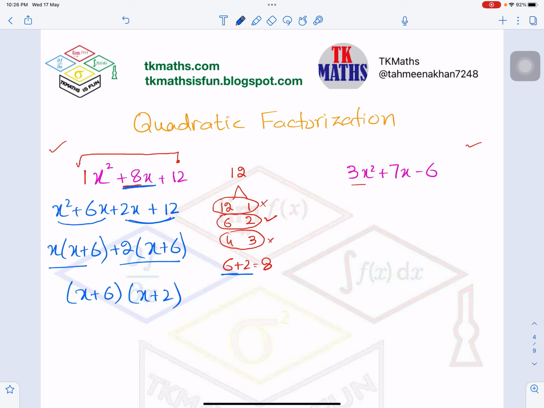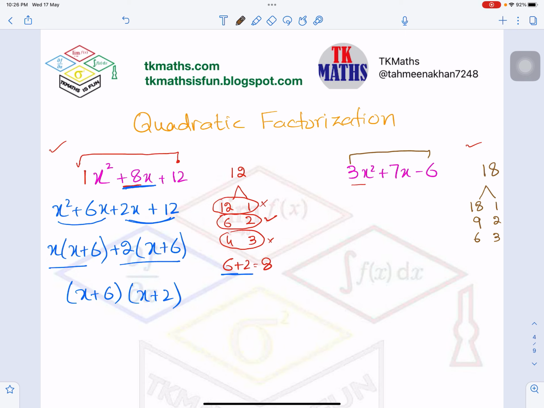Let's see the second one now. I will multiply the constant by the coefficient of x square, which is 3 here. So 6 times 3 is 18. Now what are the factors of 18? You need to have strong tables. 18 times 1 is 18, 2 times 9 is 18, 3 times 6 is 18, and that's all.